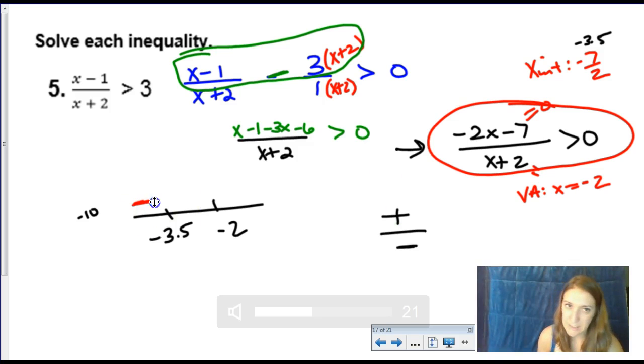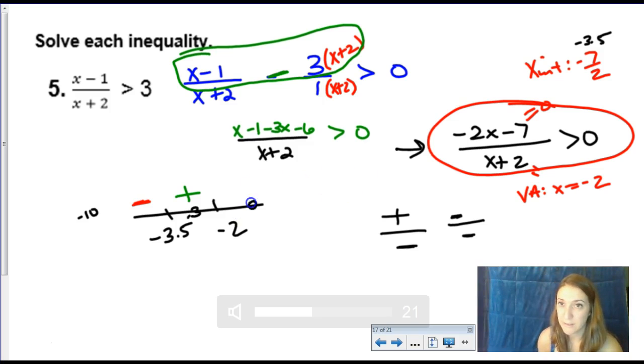And then something nice to plug in between these two guys. How about -3? All right, -3 times -2 is 6. 6 minus 7 is something negative. And then -3 plus 2 is something negative as well. So negative over negative is going to give me a positive set of solutions. And then anything after -2 would work.